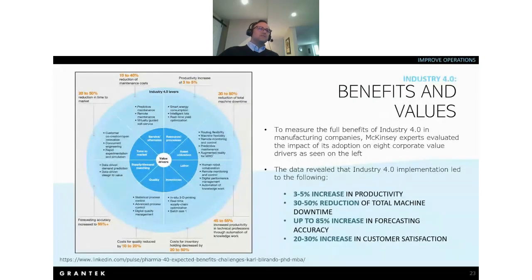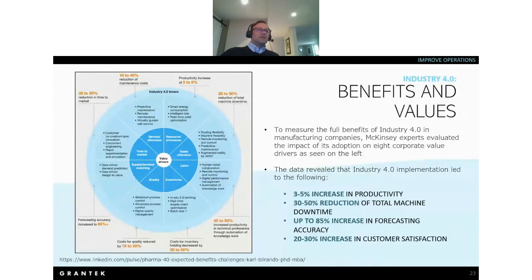The data relative to productivity and machine downtime is also confirmed by a KPMG report on Industry 4.0 in the manufacturing industry, which found 3 to 5% increase in productivity and 20 to 35% reduction in total machine downtime. As the level of Industry 4.0 maturity of those manufacturing companies probably improved since the original study in 2015, the current benefits are probably even more significant.